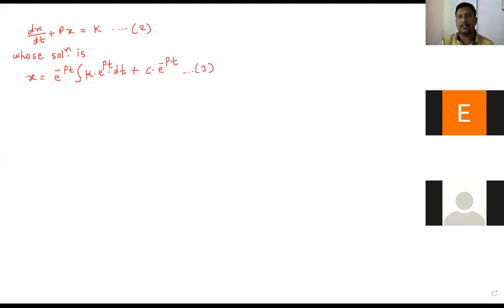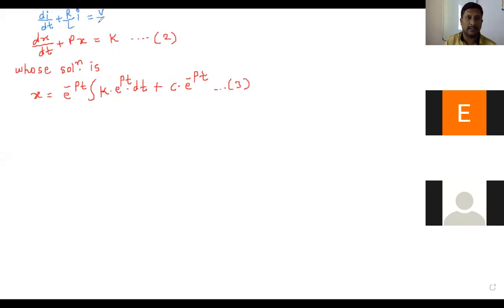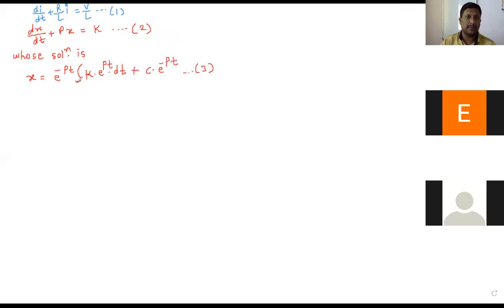If you compare this with equation number 1, what did we get in equation 1? Anyone? Di by dt plus R by L into I is equal to V by L. That I will write: di by dt plus R by L into I is equal to V by L. So this is my equation number 1. All three equations I will write.